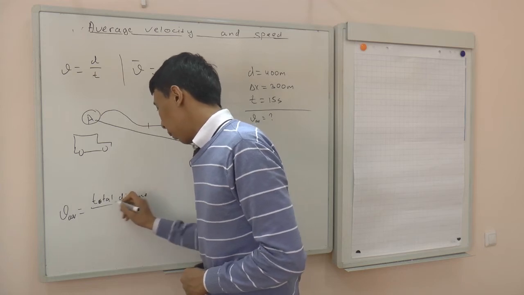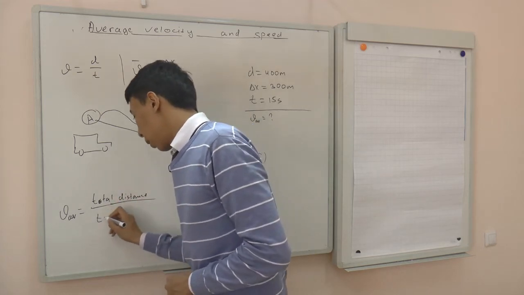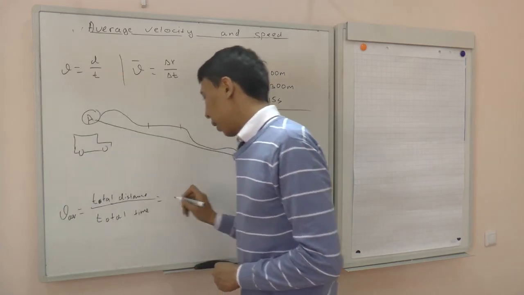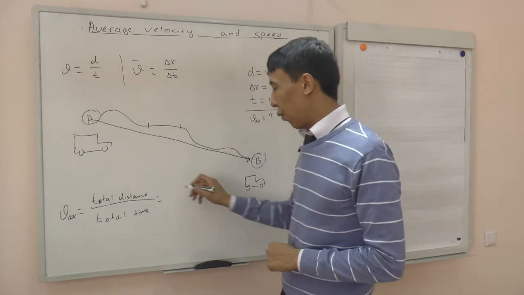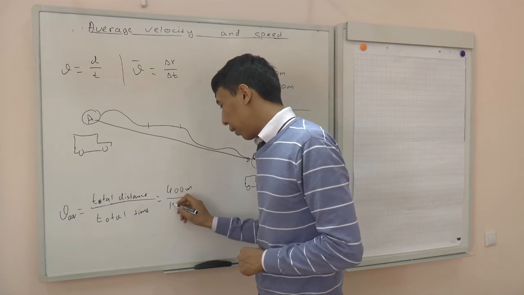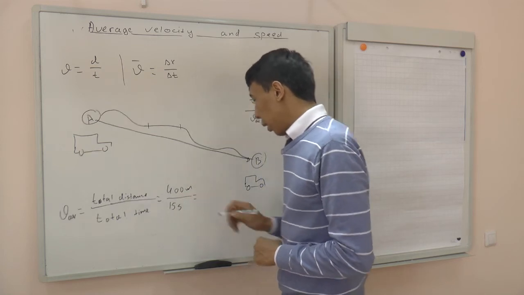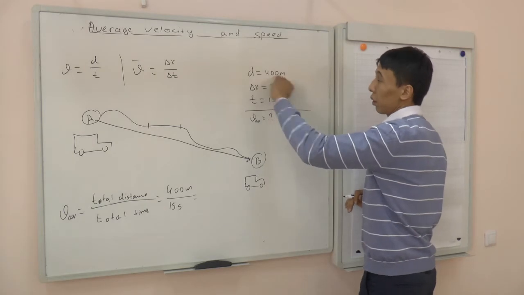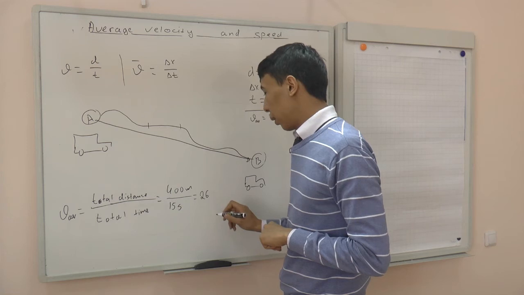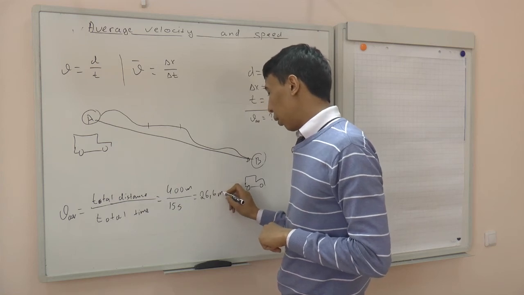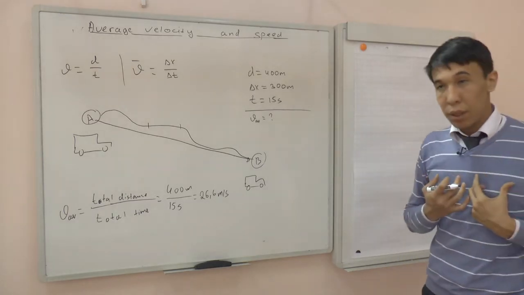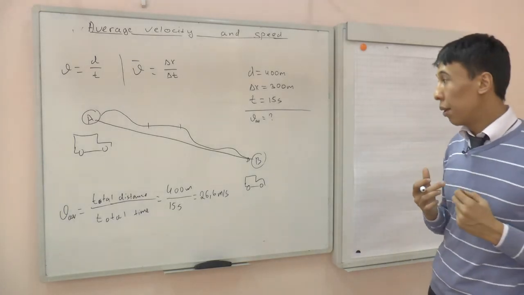And which one is divided by total time. And finally, we'll have what? 400 meters divided by 15 seconds, because our total distance is 400 meters, and it is approximately 26.6 meters per second. Okay, we found the average speed, yeah?